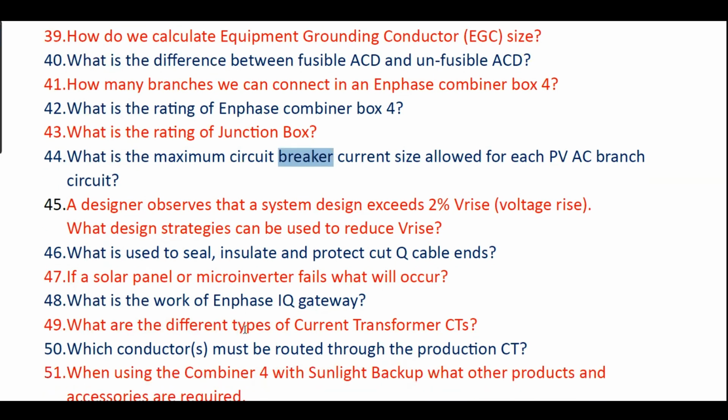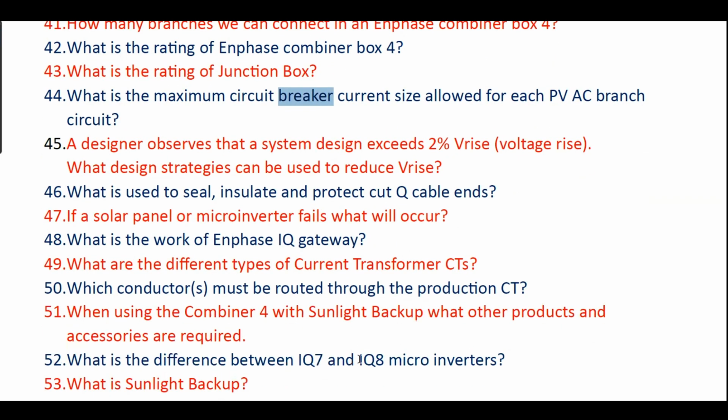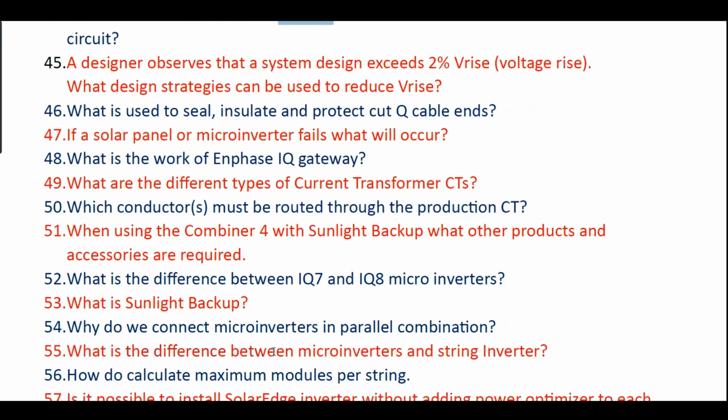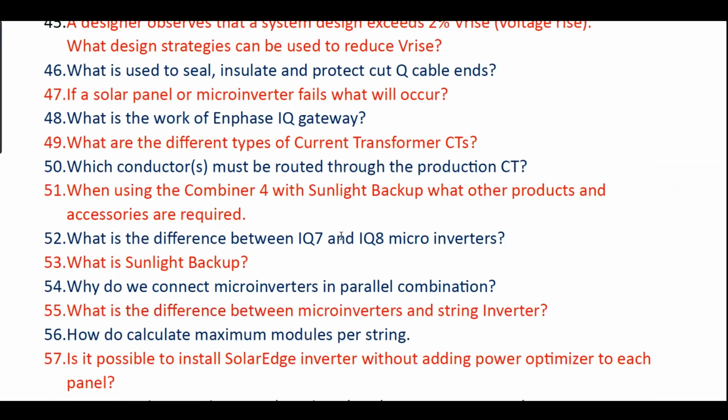What are the different types of current transformers, CTs? Which conductors must be routed through the production CTs? When using Combiner 4 with Sunlight Backup, what other products and accessories are required? What is the difference between IQ7 and IQ8 microinverters? What is Sunlight Backup? Why do we connect microinverters in a parallel combination?